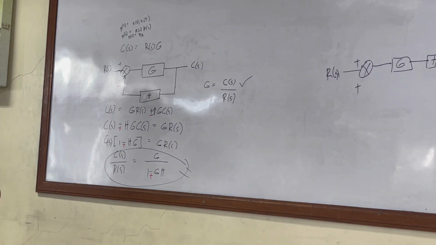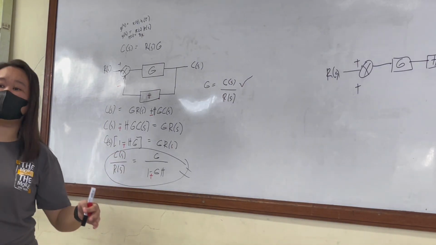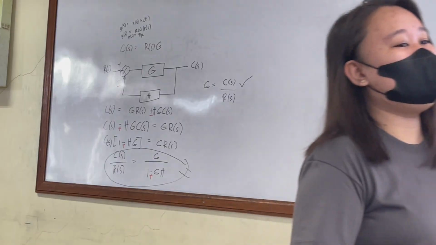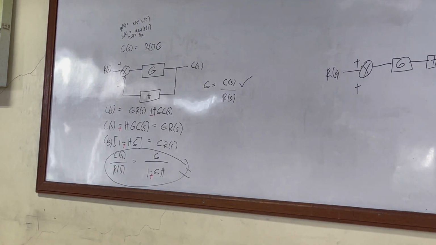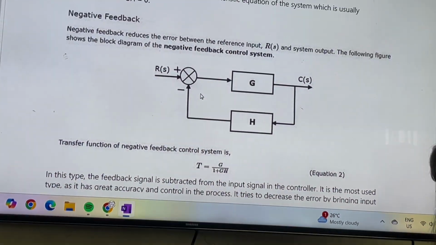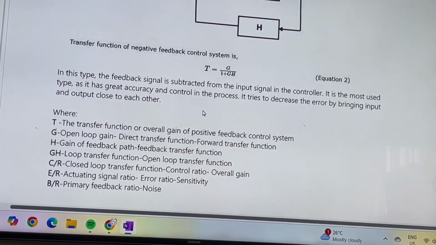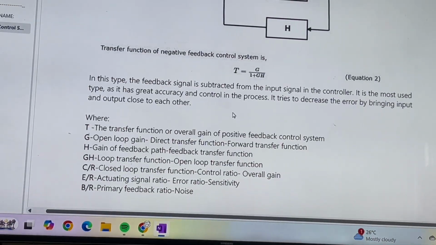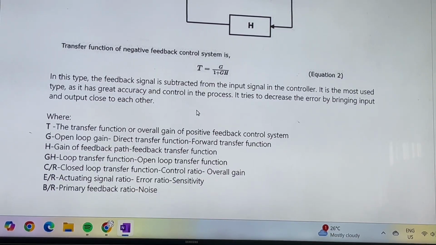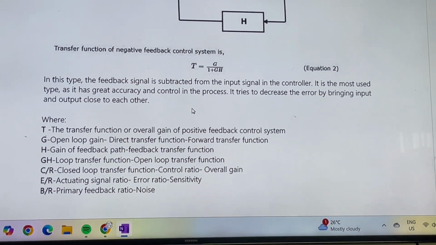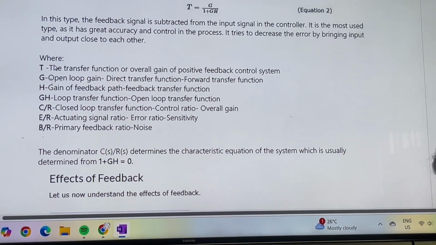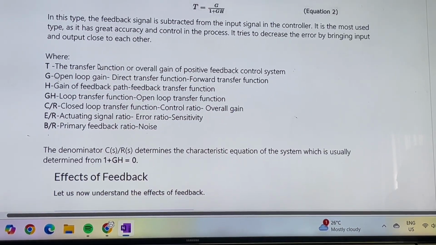Now, in a positive feedback control system, the denominator is negative. In a negative feedback control system, the denominator is positive. Okay? Pero ang iyang sign dire, kung negative feedback, it's a negative sign. Now, this is the transfer function. Plus naman siya. Now, the feedback signal is subtracted from the input signal in the controller. It is the most used type as it has great accuracy and control in the process. It tries to decrease the error by bringing input and output close to each other. So, same rin siya class nga ma-apply sa ato ang negative feedback control system.